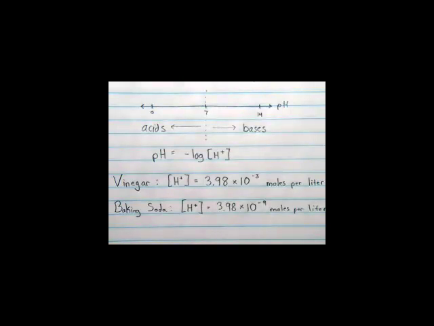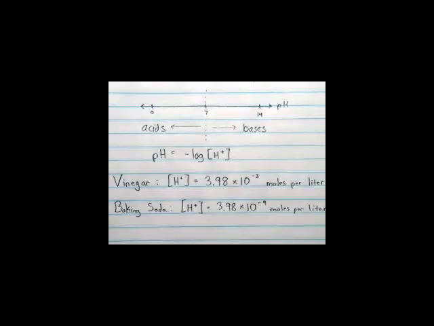This number, 3.98 times 10 to the negative third, that means you would take this number and move the decimal point to the left 3 places, right? And this one, you would move it to the left 9 places. So this is a smaller number than this one, right? Because the exponent technically is smaller, right? Negative 9 is smaller than negative 3. So baking soda has a very, very small hydrogen ion concentration. Vinegar is relatively big comparatively anyway.